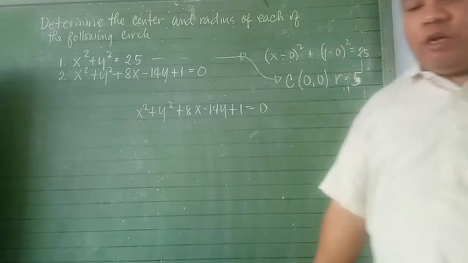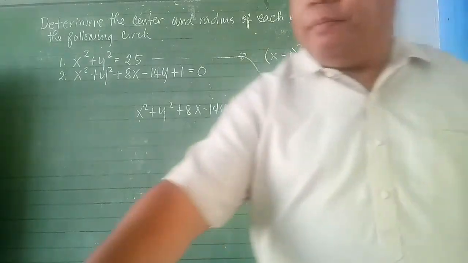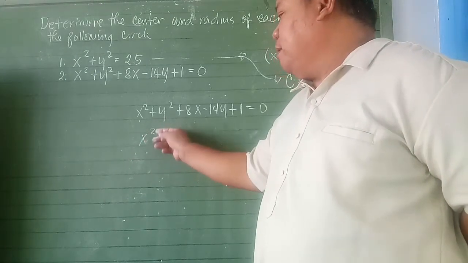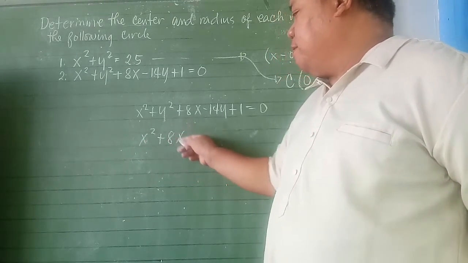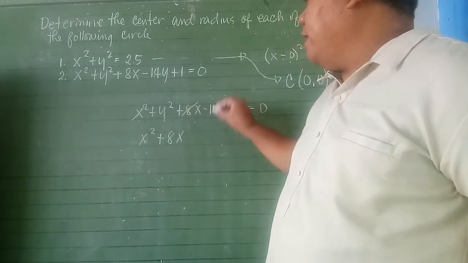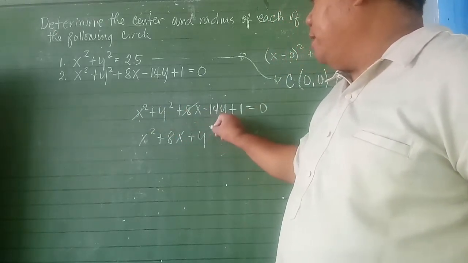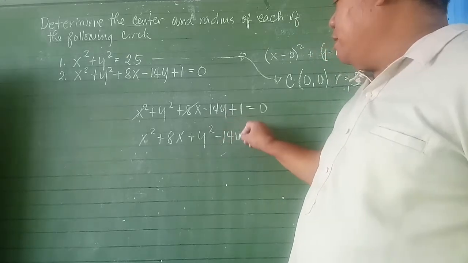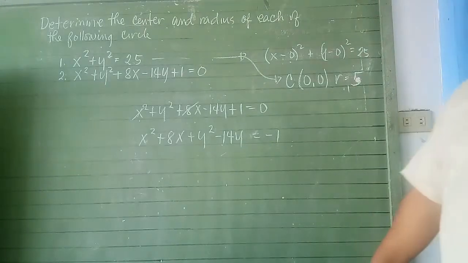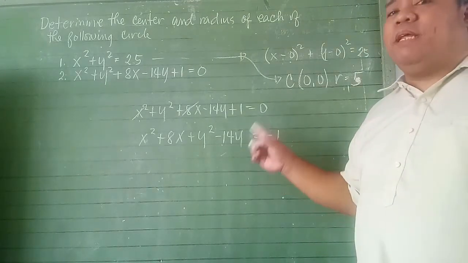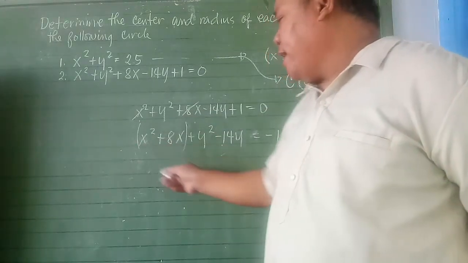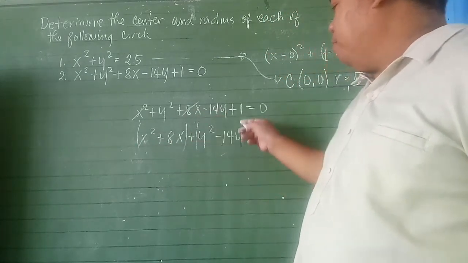Again, we're going to group the equation according to its terms, so we're going to combine the like terms. We have here x squared plus 8x. So what you'll do is cross it out so you won't get confused. x squared plus 8x, and then plus y squared minus 14y is equal to negative 1. Why do we transpose negative 1? Because we're going to do completing the square in this case. So this is group 1, the x group, and the y group.